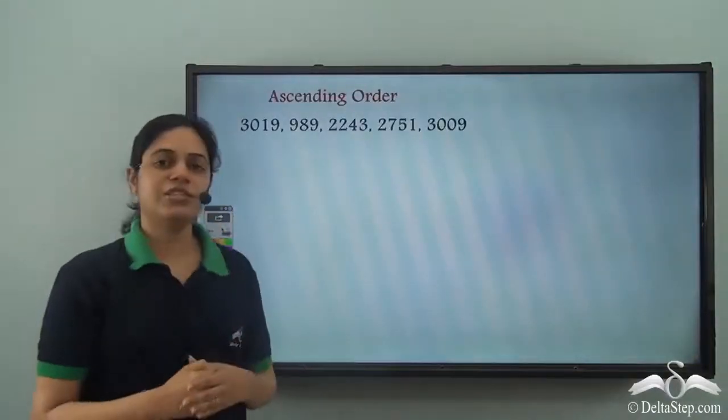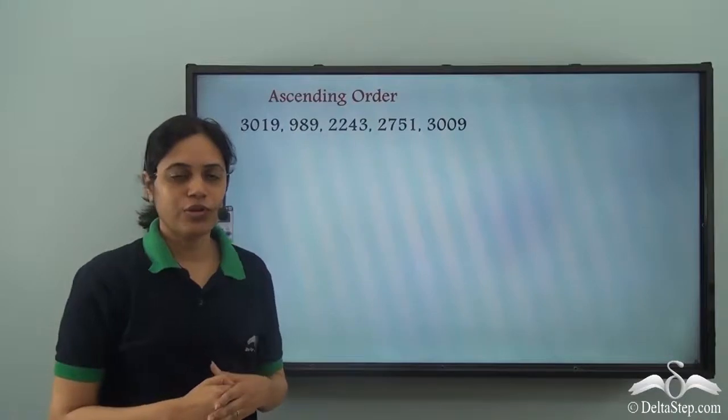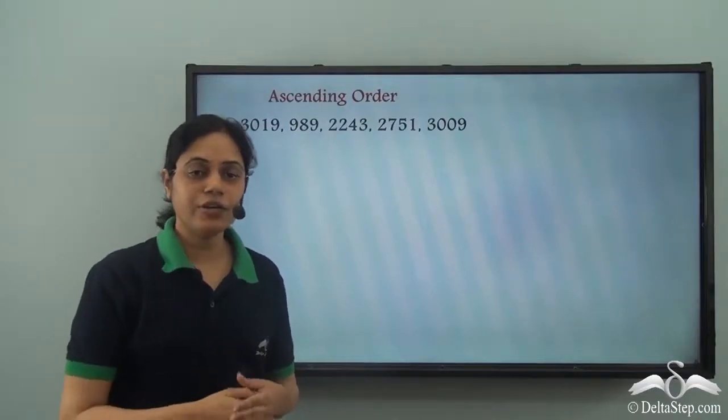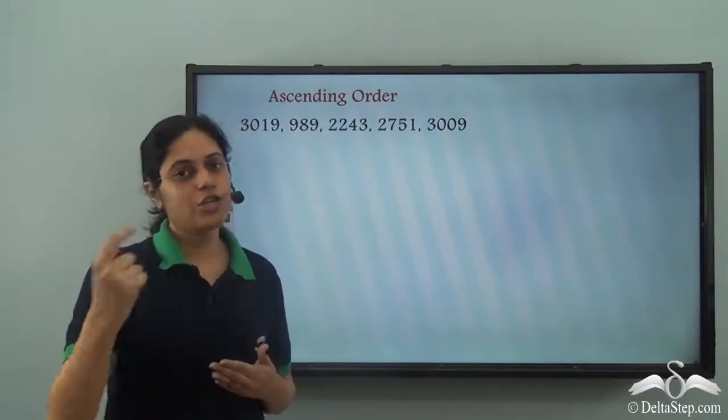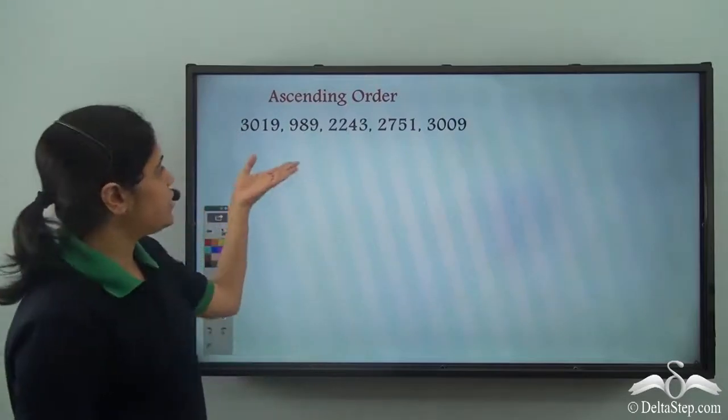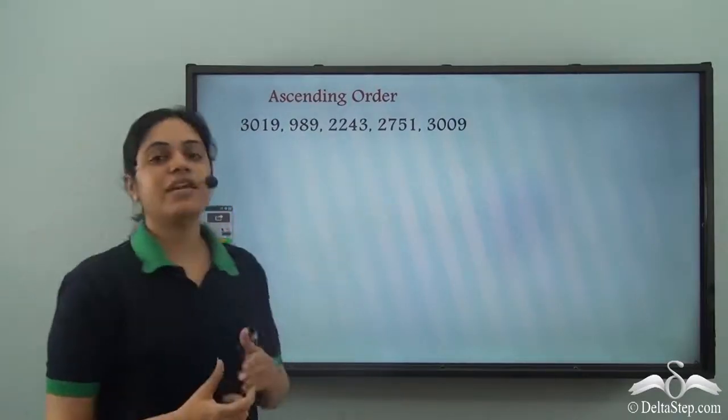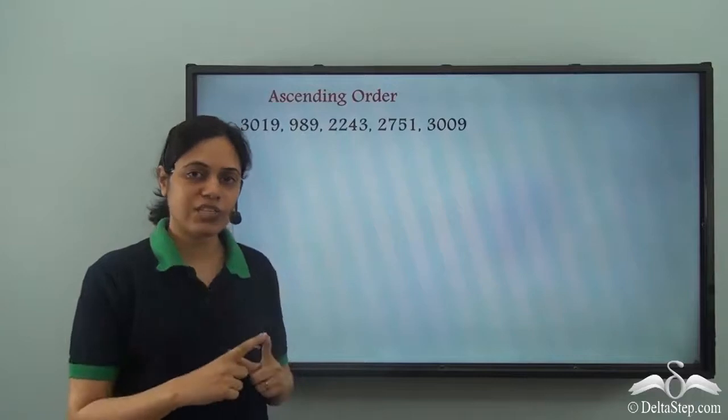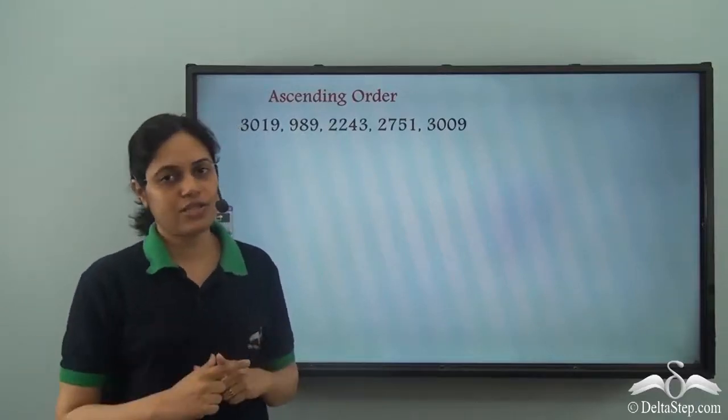Let us arrange these numbers in ascending order. What do we mean by ascending order? From the smallest to the largest. So I need to arrange these in ascending order, starting from the smallest number to the largest number.